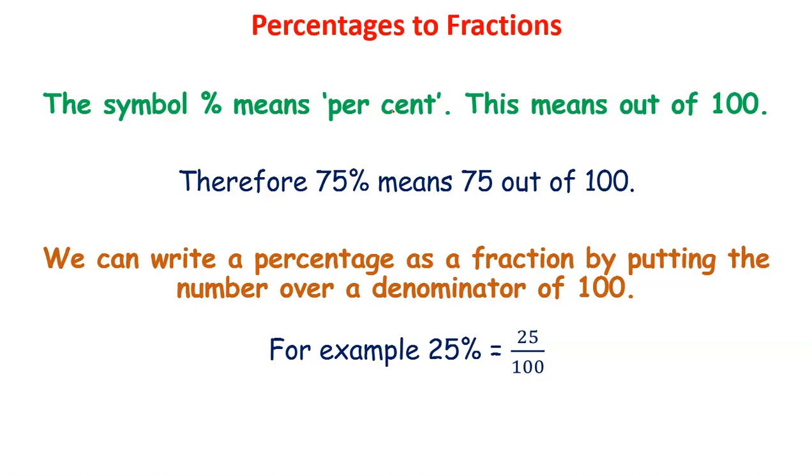Now, 25 over 100, can I simplify that fraction? Yes, I can. And my highest common factor for both 25 and 100 is 25. So if I divide my numerator by 25 and divide my denominator by 25, I end up with 1 over 4 or a quarter. So 25% expressed as a fraction in its most simplest form would be 1 over 4 or a quarter.